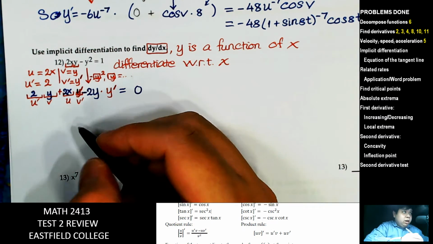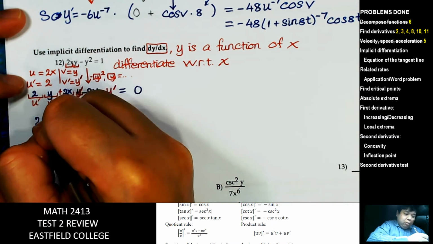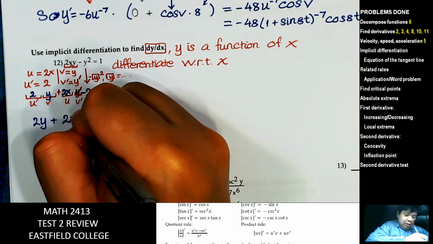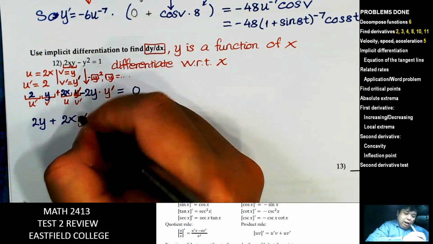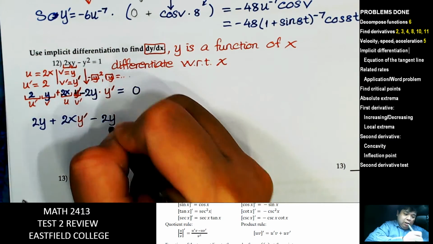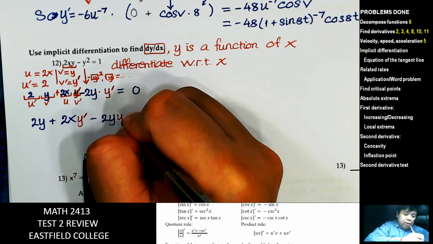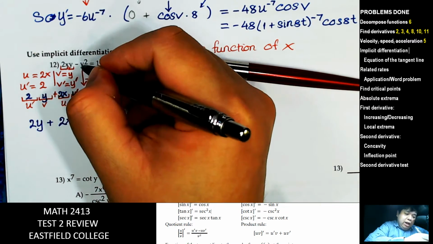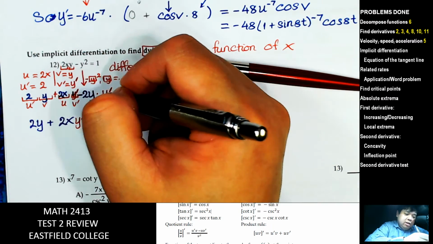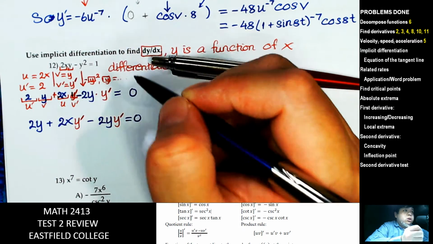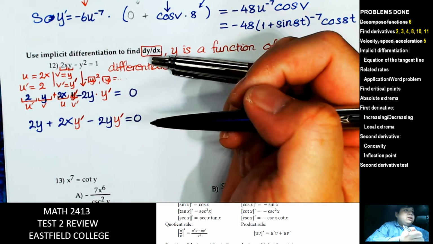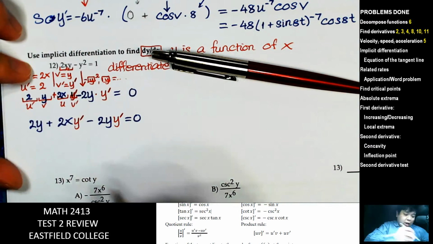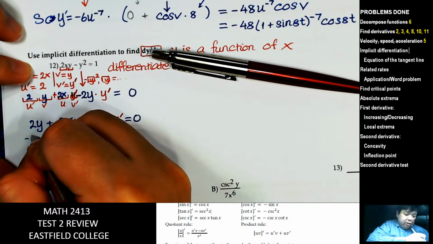So to clear this out, we will have 2y plus 2x times y prime, and then minus 2y times y prime, equal to 0. So the negative y squared gives us this, and 2xy is the product rule. Derivative of 1 is 0. Right. Now we just move the 2y to the other side because we solve for y prime now.